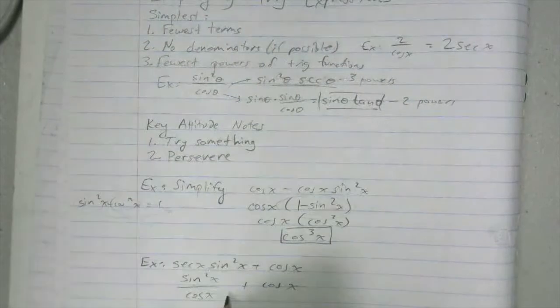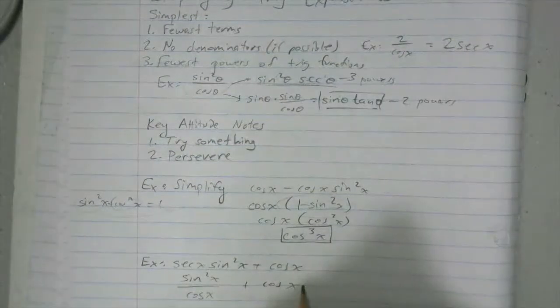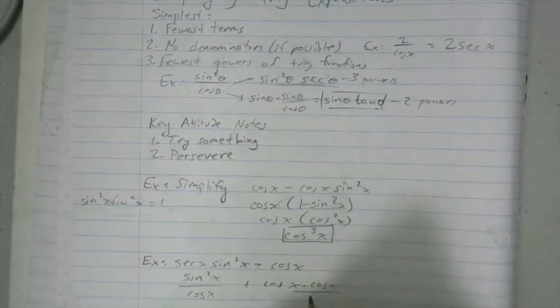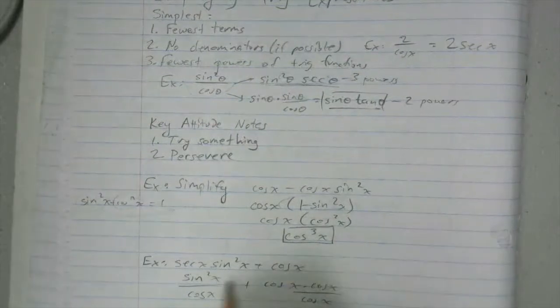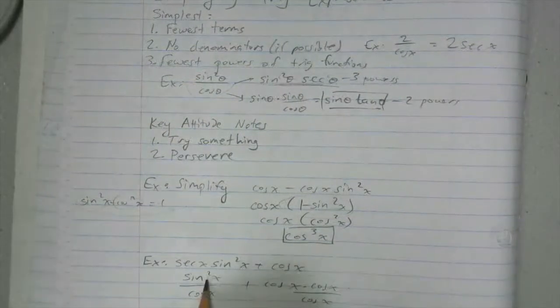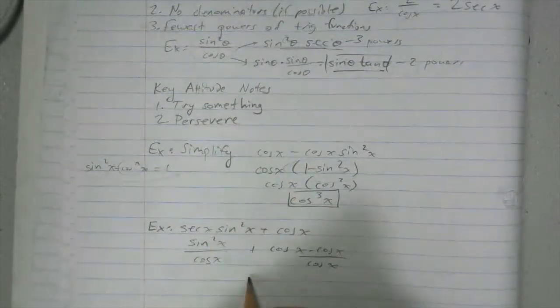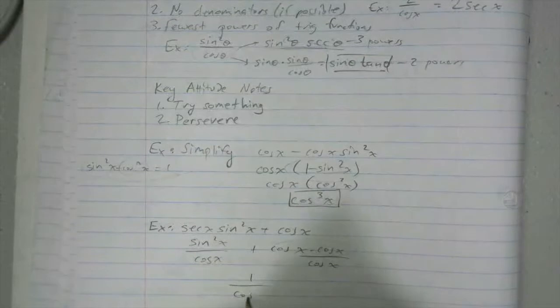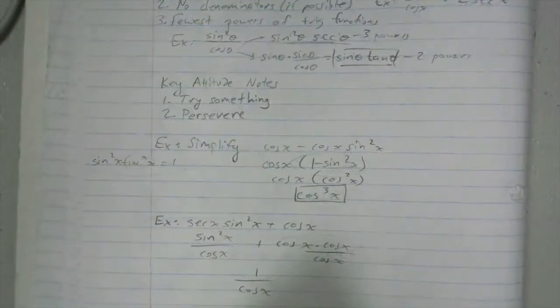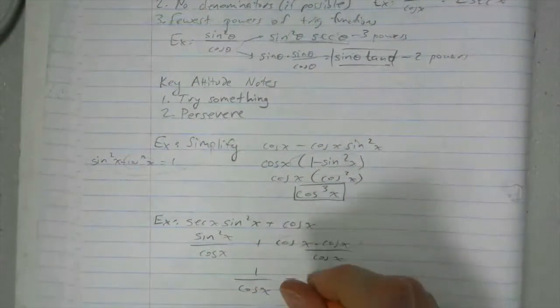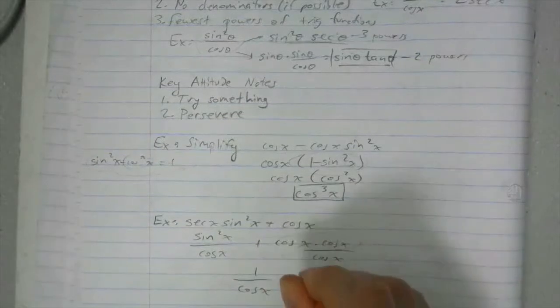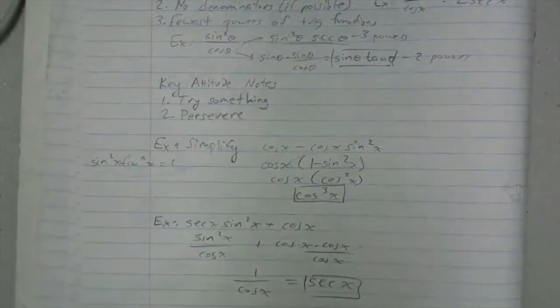So if we make common denominators, well, in cosine x we need to multiply by cosine x over cosine x. So that gives us cosine squared. Sine squared plus cosine squared, well, that's an identity we know. Sine squared plus cosine squared is 1. That leaves us with 1 over cosine x. And we don't like denominators, so we rewrite that as secant x.